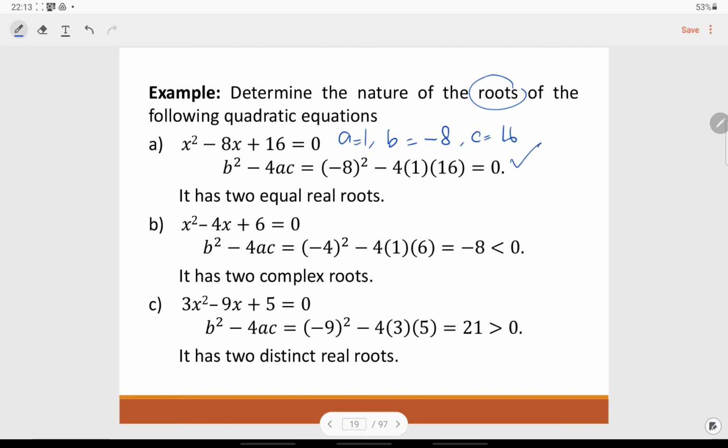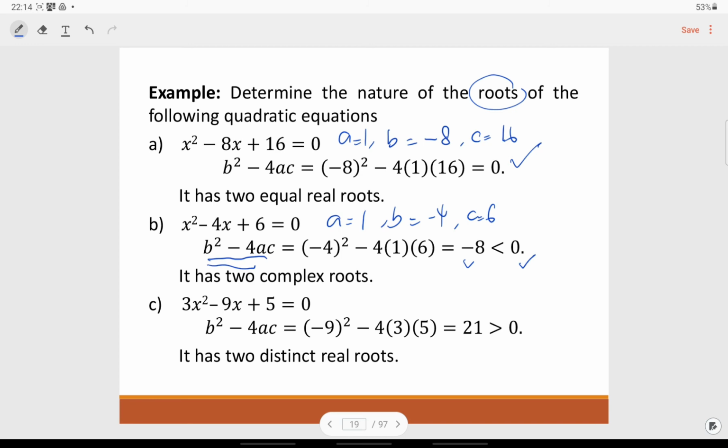So what does it mean? That means the given equation has two equal roots. Okay, so now we consider the second one. We have x squared minus 4x plus 6. As we can see here, we identify the values. We have a equal to 1, b is equal to negative 4, and c is equal to 6. So now we insert all these three values into the discriminant to come out with the value equal to negative 8. So negative 8 is less than 0. What does it mean? That means the quadratic equation has two complex roots.